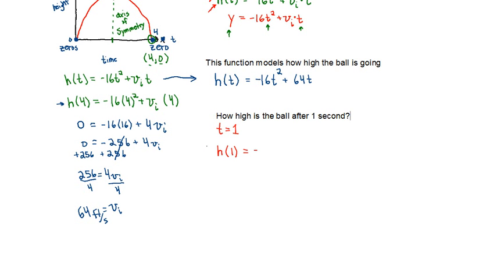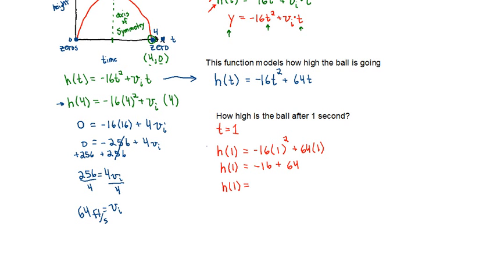So we have negative 16. We're plugging in 1 squared plus 64 times 1. Let's see, what does that equal? The left side, remember, stays the same. 1 squared is 1. That's nice and easy. Then we multiply by negative 16. So we will get negative 16 plus 64. And that is how high the ball goes after 1 second, h at 1.